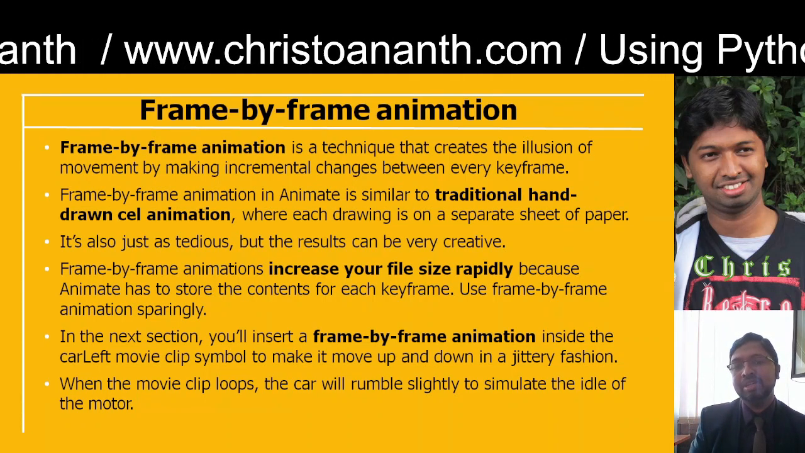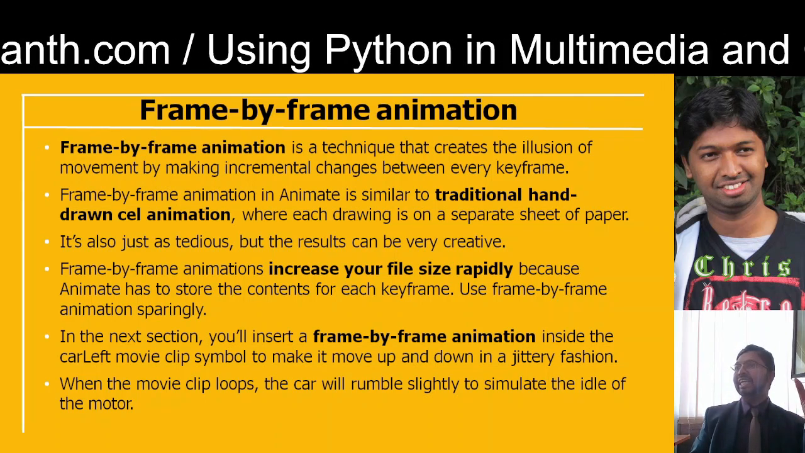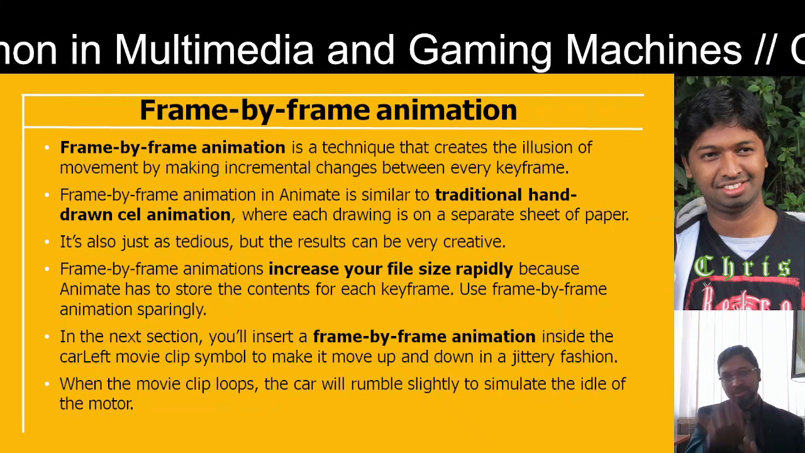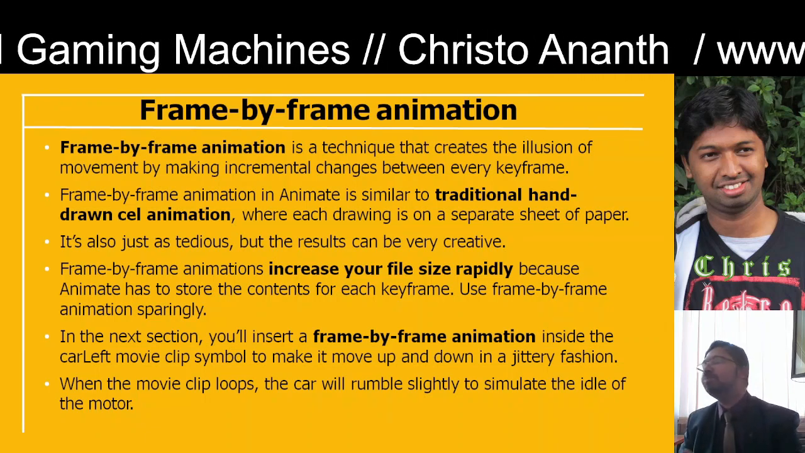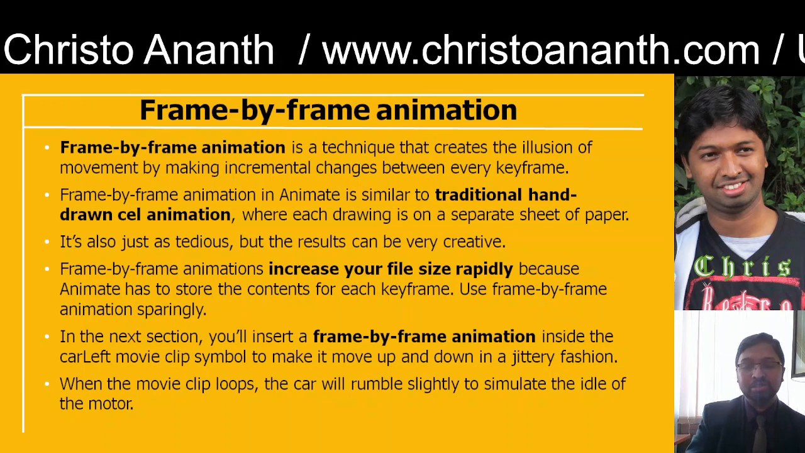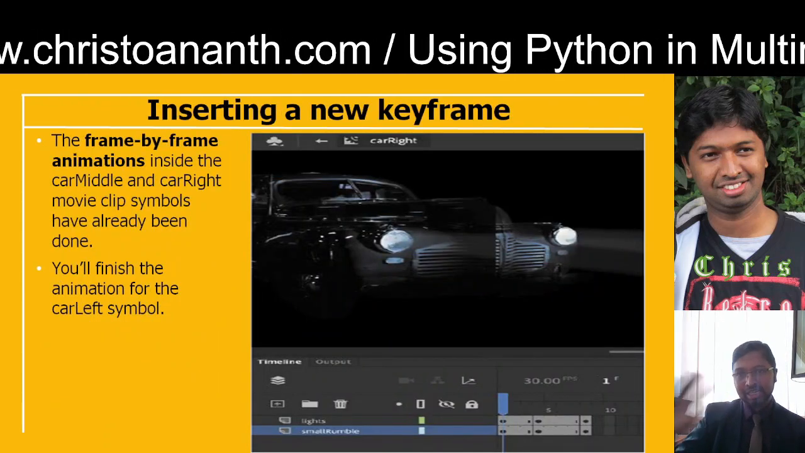You'll try to insert the frame by frame animation inside the car left movie clip that I will be showing you, to make it move up and down. When the movie clip loops, the car will rumble to simulate the idle of the motor. So this is the keyframe, and this is the car right.